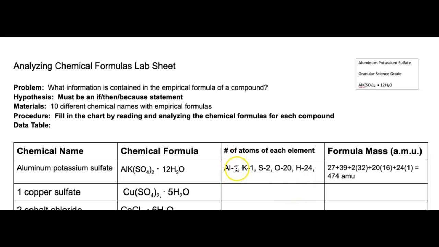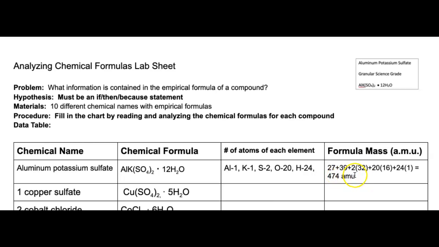Now, aluminum, because I only have one, I take the atomic mass and round it to 27. I have 1 potassium, I round that to 39, and I'm going to add that. Sulfur's atomic mass is 32, so it's 2 times 32. Oxygen's atomic mass is 16, so 20 times 16. And then hydrogen's atomic mass is 1 times 24. So you add these up and you get a total of 474 atomic mass units.